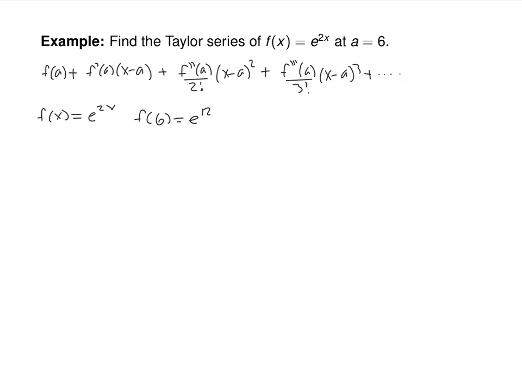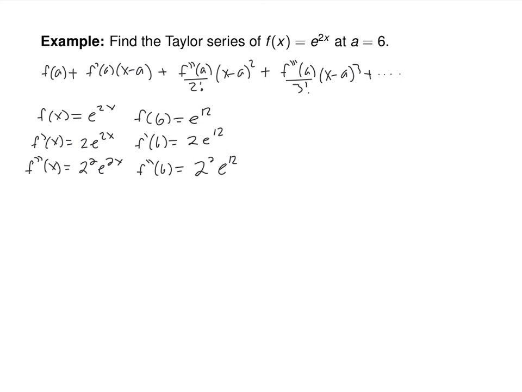So first, f of x is e to the 2x, and so f of 6 will be e to the 12th. The first derivative of e to the 2x is 2e to the 2x. So f prime of 6 will be 2e to the 12th. The second derivative will be 2 times 2, or 2 squared e to the 2x. Second derivative at 6 is 2 to the second e to the 12th. And by then, hopefully you can see a pattern. The nth derivative will be 2 to the n e to the 2x. And so the nth derivative at 6 will be 2 to the nth e to the 12th.